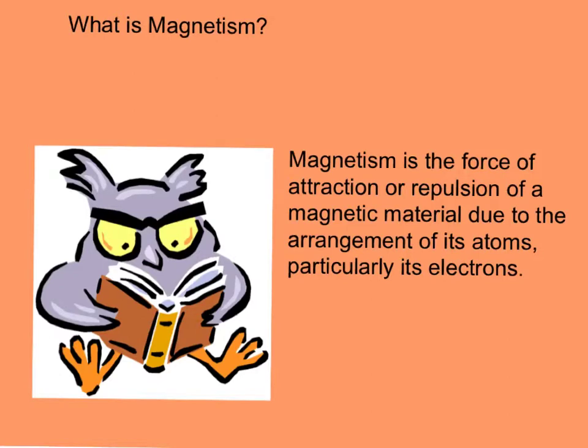What is magnetism? Magnetism is the attraction or repulsion of a magnetic material due to the arrangement of its atoms, particularly its electrons. So when the electrons are in a certain configuration, they will have magnetism. Just like magnetism could cause an electric field, electricity could cause a magnetic field, and that's an induction video. That's, I think, the next one on this playlist.